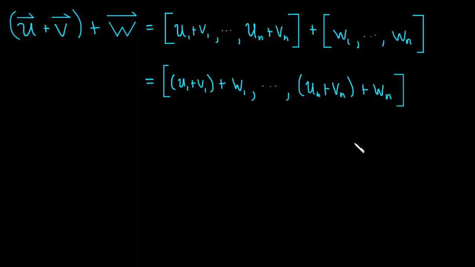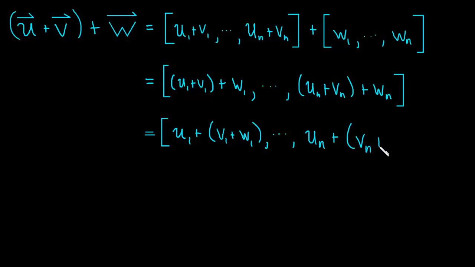Okay. And now again we have real numbers here, and real numbers are associative. Addition of real numbers is associative, and so we're just going to use that property of real numbers. So this is the same thing as u1 plus v1 plus w1. Remember, these components are just real numbers, so the associative property of addition holds. Okay, and we'll do that all the way through all of these components. And we're almost done.